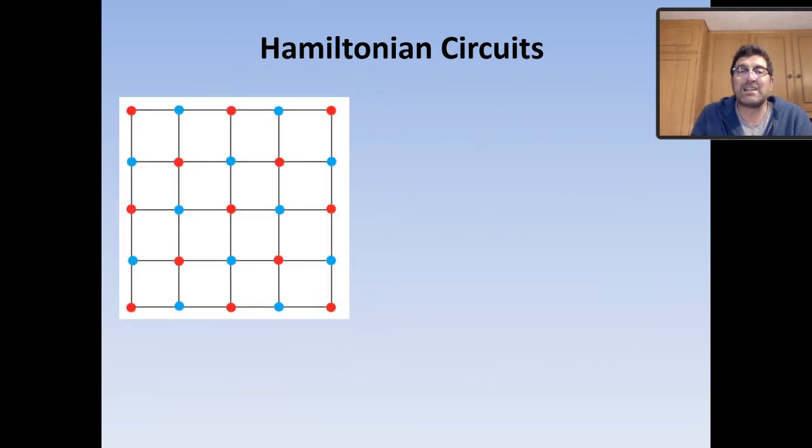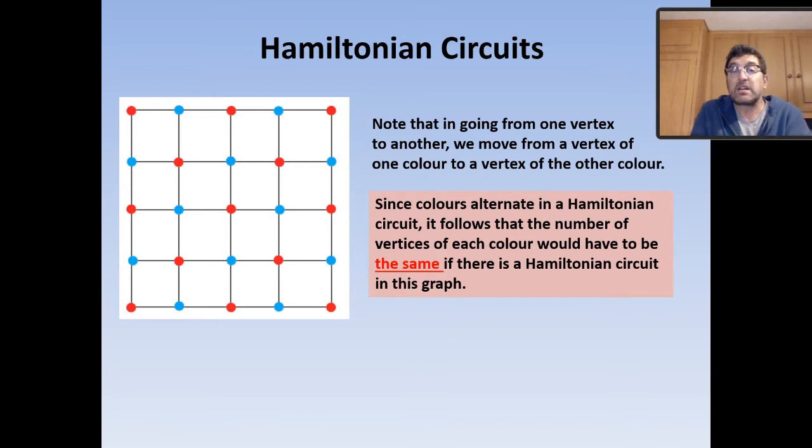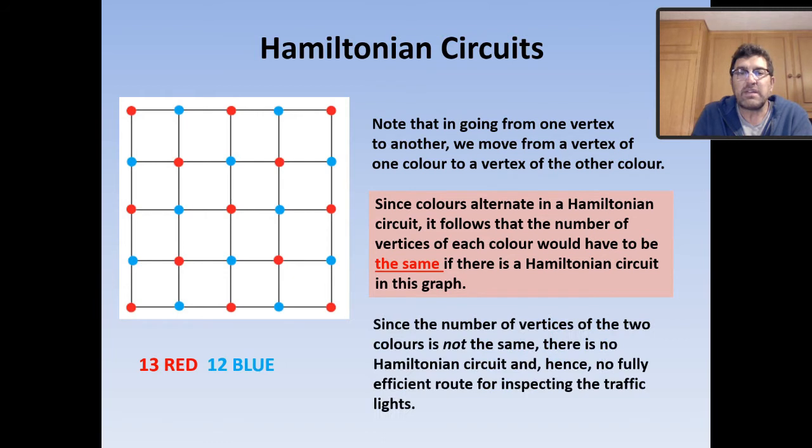Okay, so let's see what else we can say about that graph. Note that in going from one vertex to another vertex, you move from one color to the next. So whether you go that way, it's red, blue, red, red, blue, red, the vertices alternate in color. So since the colors alternate in a Hamiltonian circuit, very important, it follows that the number of vertices of each color would have to be the same if there is a Hamiltonian circuit in that graph. Well, if we pay attention here, there's 13 red and 12 blue. So there is absolutely no Hamiltonian circuit in that graph.